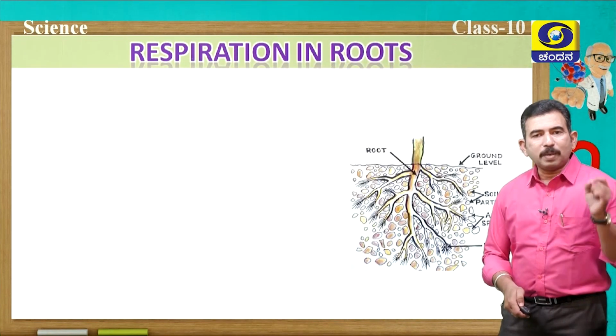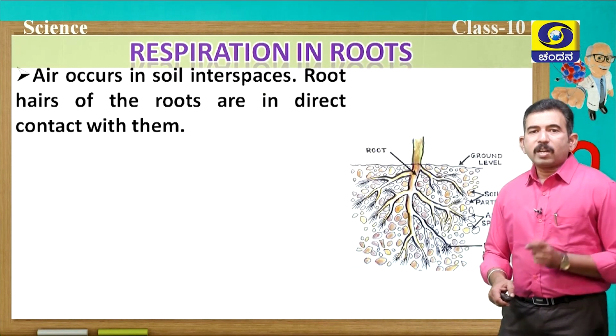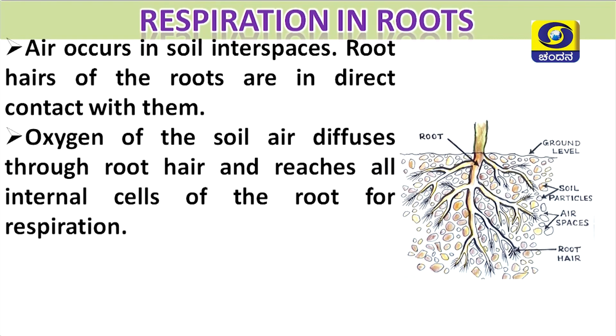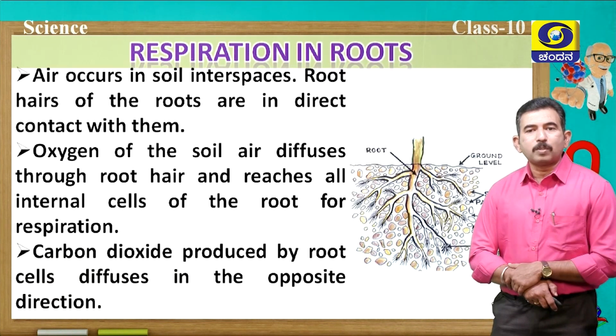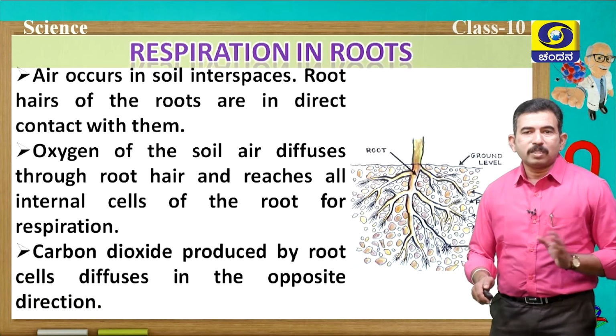Next, let us study respiration in roots. Air occurs in the soil interspaces, and roots are in direct contact with them. Oxygen of the soil air diffuses through root hair and reaches all internal cells of the root for respiration. Carbon dioxide produced by root cells diffuses in the opposite direction, and this is how respiration by roots takes place.